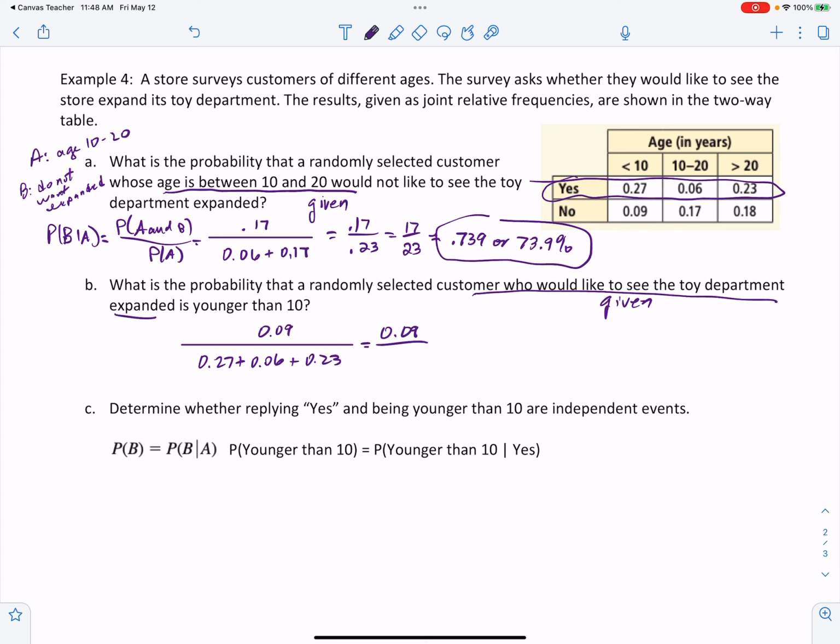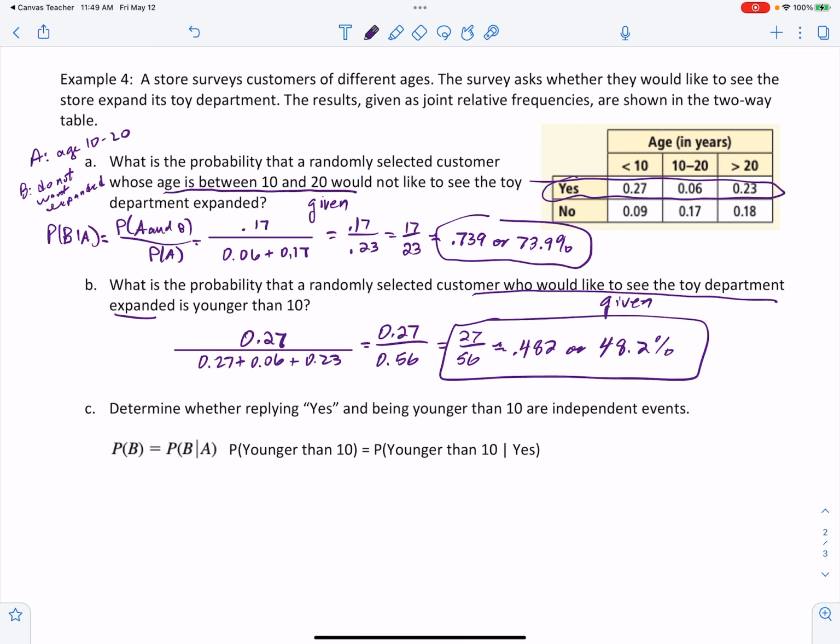Sorry about that. I think I looked at the wrong one. I bet you're wondering where I was getting that. Let's go back here. That's 0.27. I looked at the wrong spot. So 0.27 over the 0.56, which is 27 over 56, which is 0.482, or 48.2%. There you go, that's better.